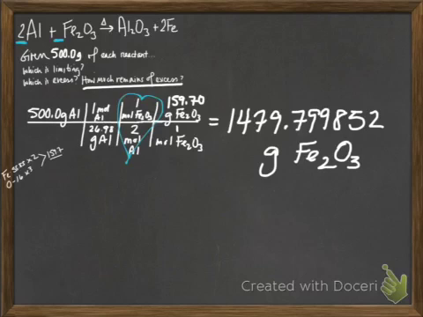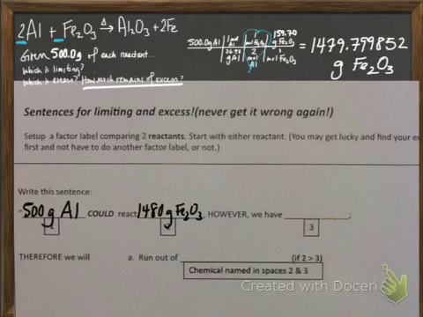So this is where the sentence helps. We start off: 500 grams of aluminum could react with 1,480 grams of iron 3 oxide. However, how many grams of iron 3 oxide do we have? What were we given in the problem? Yes, 500. We only have 500 grams of iron 3 oxide. Therefore, do we run out or do we have leftover?